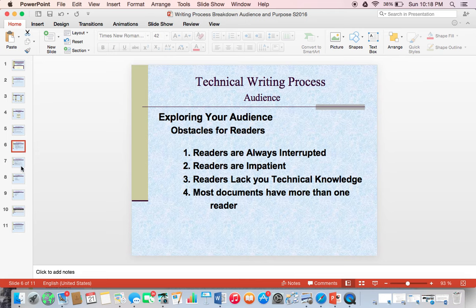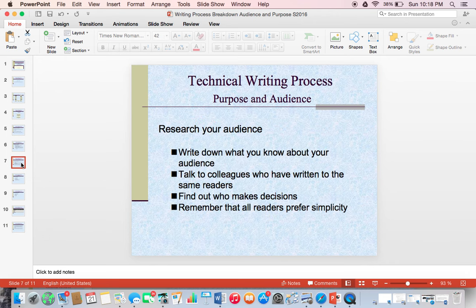How then can you tell exactly what kind of reader you're going to have and how they're going to use the document? Well, one of the things you can do is to research your reader. In other words, find out who your audience or audiences are going to be. And there are some simple steps you can take to do this.